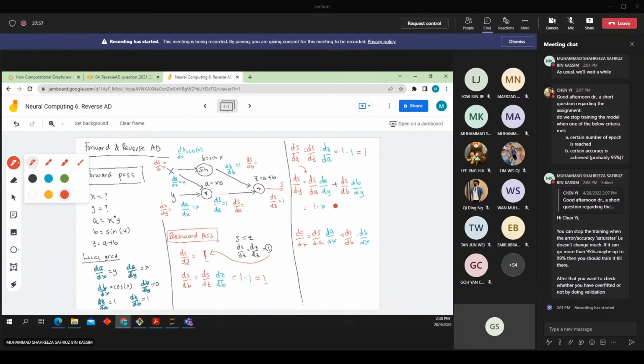plus ds, the partial derivative of s with respect to b, which is this one. Conveniently, we have ds of dA and ds of dB equal to 1, but maybe you have different values when your equation is different. 1 times dB, the partial derivative of b with respect to y, which is 0. So that is very convenient. I have to do it in blue because this is a local gradient. And here you'll have x.